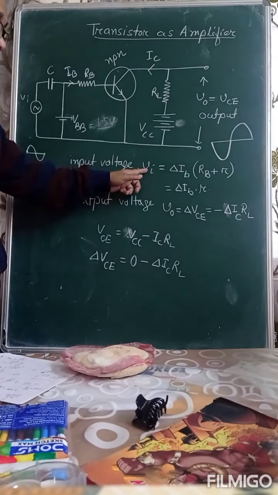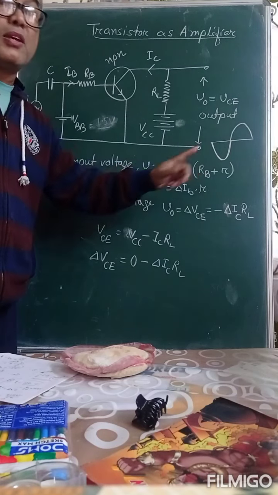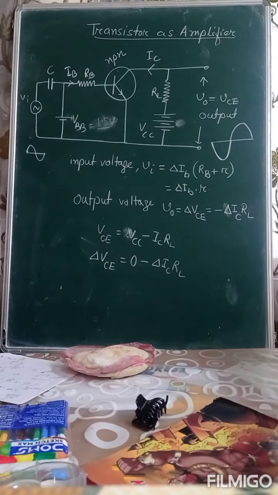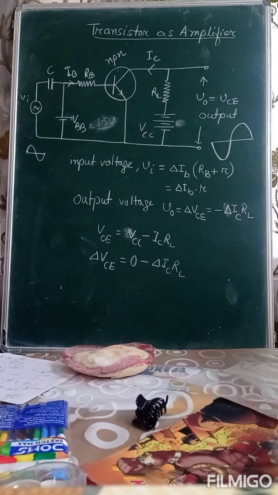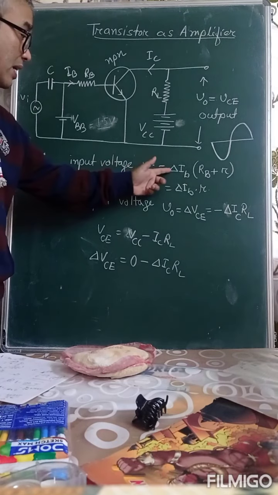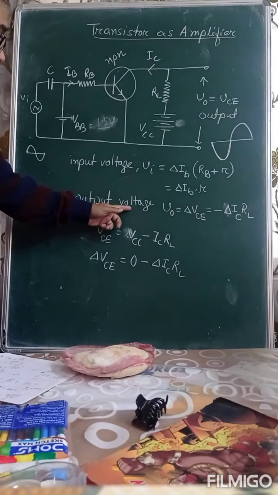Okay, Vi means input signal. Input signal is delta IB into RB plus small r. So why do we write delta IB? Due to presence of signal, actually what happens? Base emitter voltage changes, due to which base current and collector current changes periodically. Input signal is always written like this.